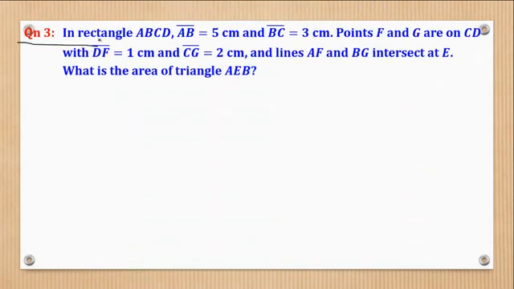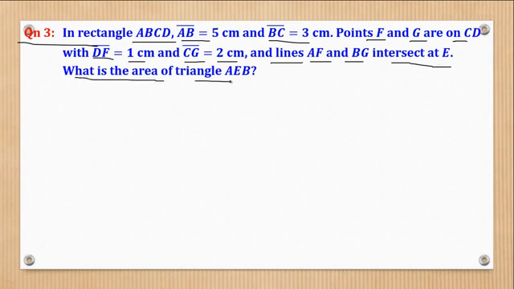Then question 3 says, in a rectangle ABCD, AB is 5 centimeters, BC is 3 centimeters. Points F and G are on CD with DF equal to 1 centimeter and CG equal to 2 centimeters. The lines AF and BG intersect at E. What is the area of triangle AEB?